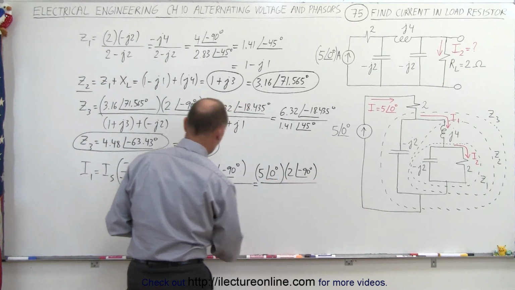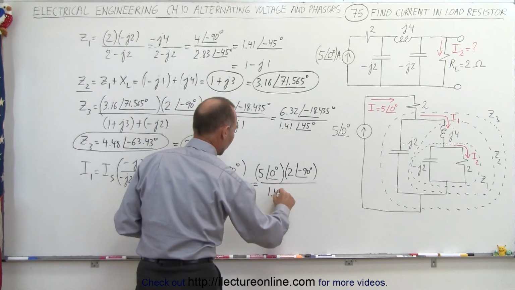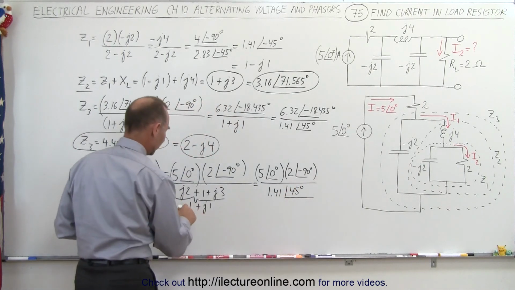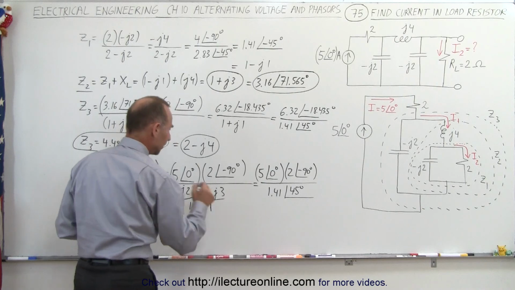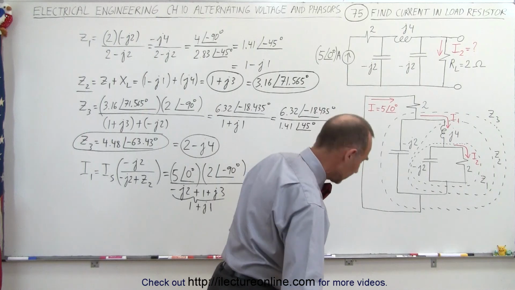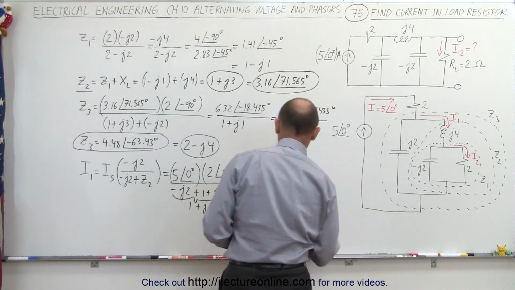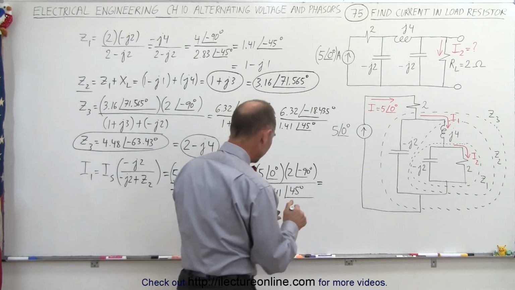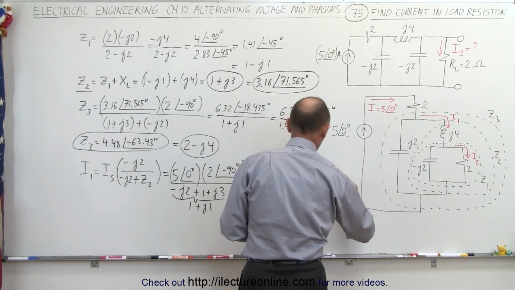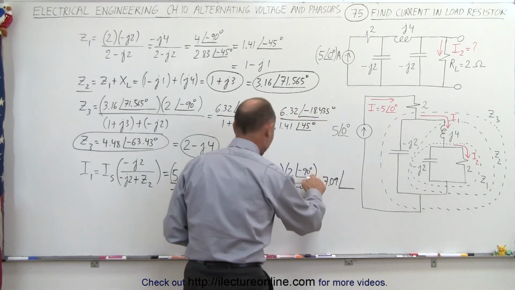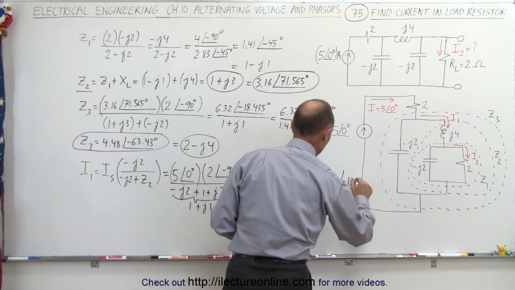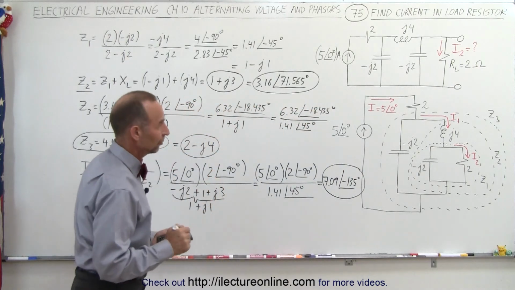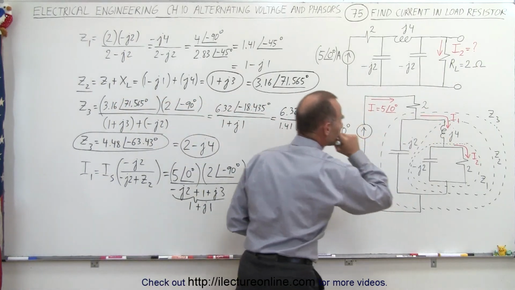And in the denominator, we're going to get 1.41 with a phase angle of 45 degrees, because it's 1 in the real and 1 in the imaginary part. So that's equal to 10 divided by 1.41, which gives us 7.09. That's going to have a phase angle attached to it of minus 90, minus 45, or minus 135 degrees. So this is the current I1, the current coming down to this branch right here.